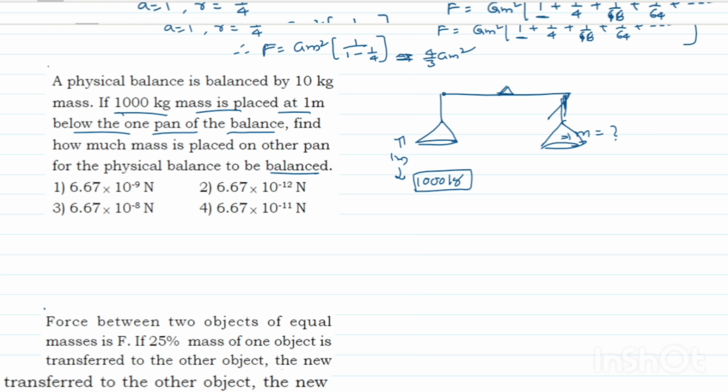Now, students, there is a force of attraction before adding this mass. F equals G into small m into capital M by R square. Here G is 6.67 into 10 power minus 11, into 1000 kg into 10 kg, divided by R square, where the distance is 1 square.